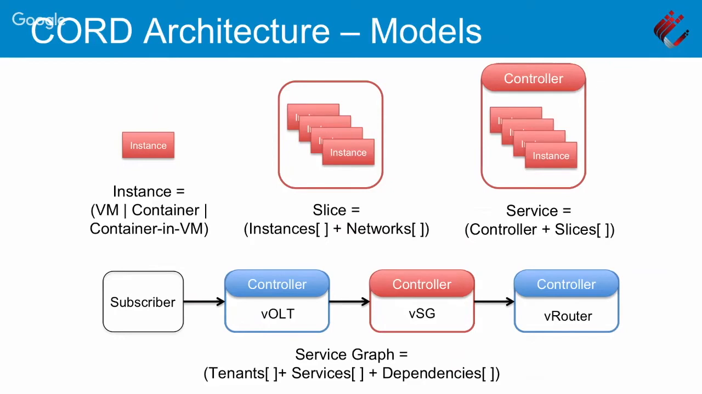You start with instances. They can be containers or VMs. You bundle a set of them together and connect them by a virtual network. We call that a slice. That's a CORD-wide resource container. You add a controller to a slice and you get a service. And you define dependencies between services and you get a service graph. You anchor service graphs at tenants, which correspond, for example, to subscribers. So those are just objects in a data model.